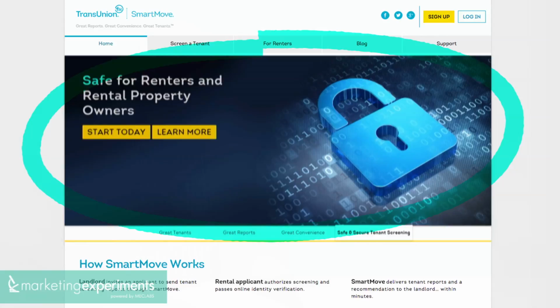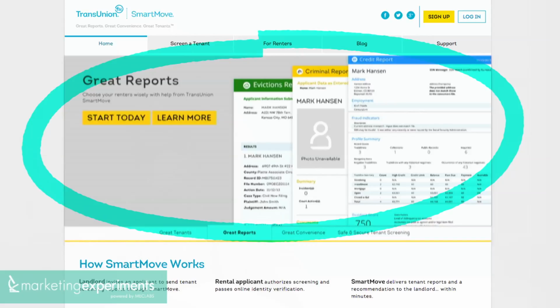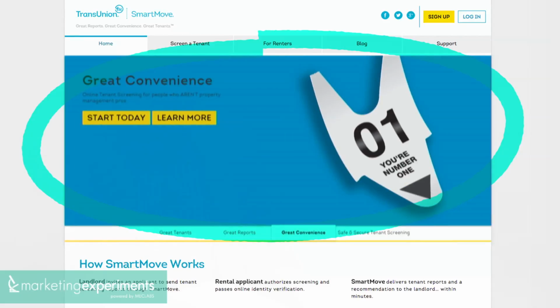And let's not assume that when someone sees a page like this, they're looking right at the beginning of the banner's presence and then following it all the way through. Typically, the movement catches their eyes. But let's start here. Great reports. On what? For landlords, for tenants? Is this report on the landlords? Great convenience. Convenience for what? All I see is your number 1 over here on the right-hand side. Start today, learn more. Start what? And what am I learning about?